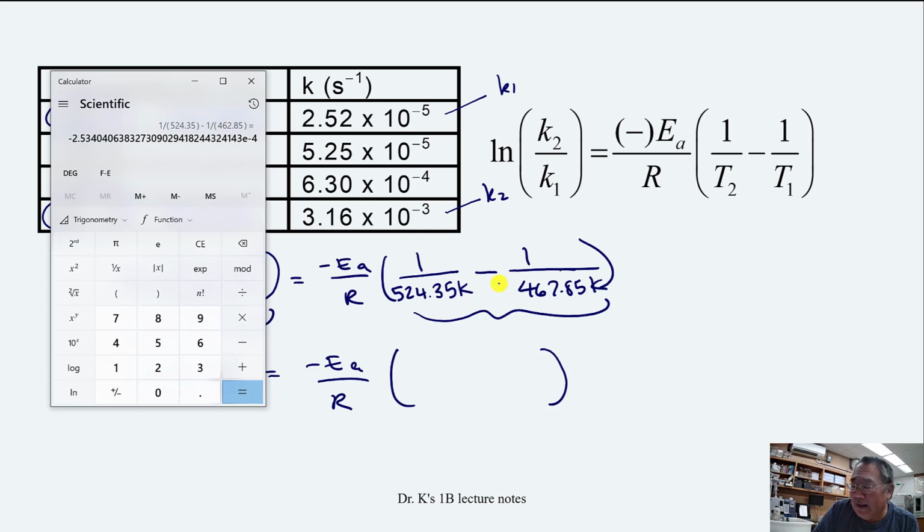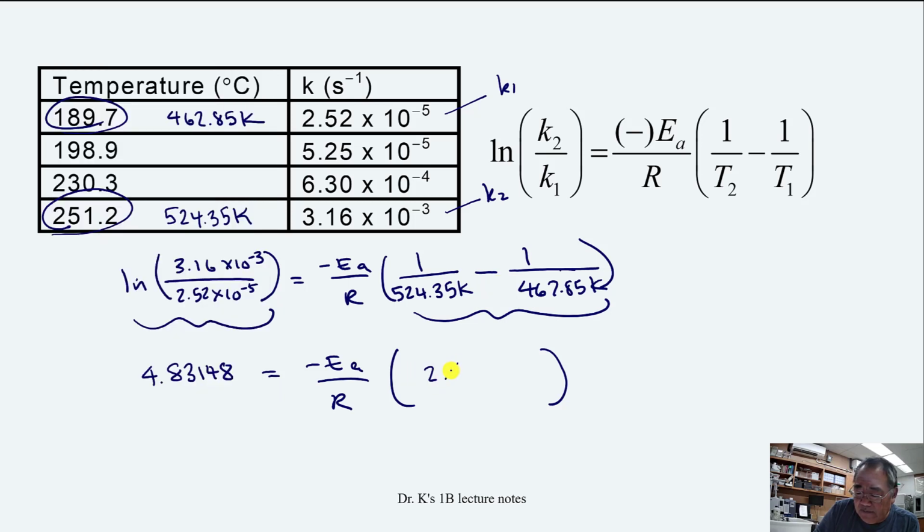And it's 2.534 times 10 to the minus 4, but negative. So 2.534 times 10 to the minus 4 Kelvins to the minus 1, right? But negative. Now the negatives will cancel, so I'll go ahead and do that now, like that. And then I will rearrange this equation. So I'll be dividing by this number and then multiplying by that number on the 4.83148, okay?